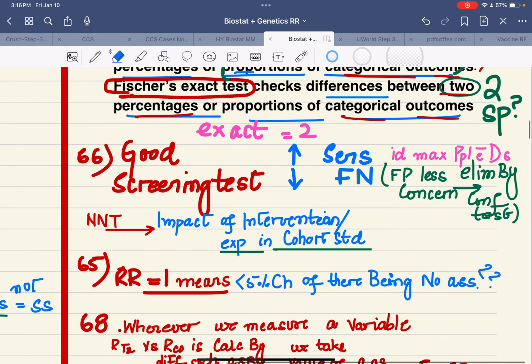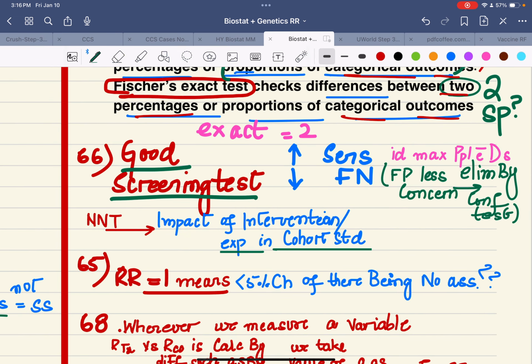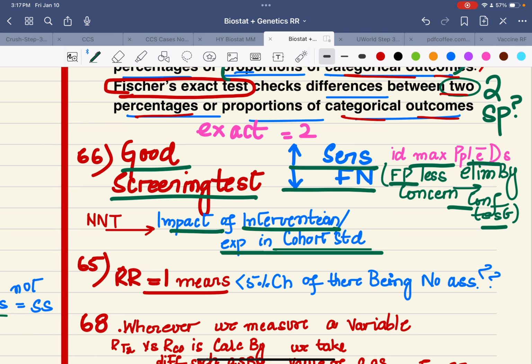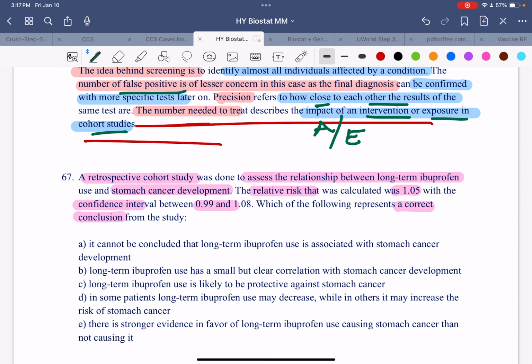And here we have it that a good screening test should have high sensitivity and low false negative rates, and false positives are absolutely okay because they will be eliminated by the confirmatory test. Our goal is to identify the maximum number of people with disease and not to miss anyone. Whereas if we want to find the impact of an intervention, especially in cohort studies, that is going to be calculated by the number needed to treat.